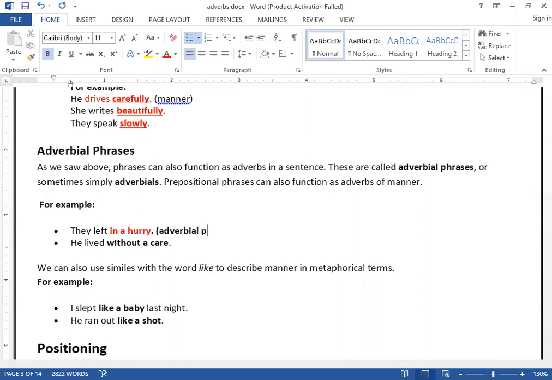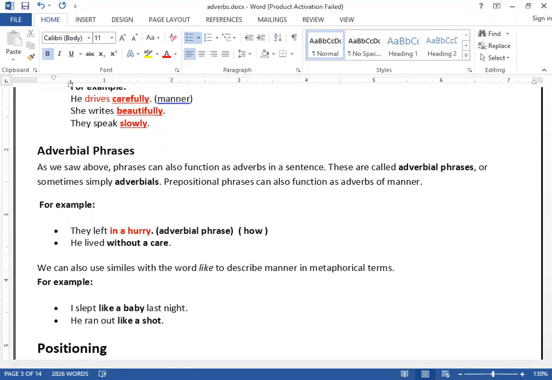Adverbial phrase. Which adverbial phrase? Like in what manner? It gives us the answer for how. It gives us the answer for what? For how. We can say that it shows us what? It shows us manner. In a hurry. He left how? In a hurry.